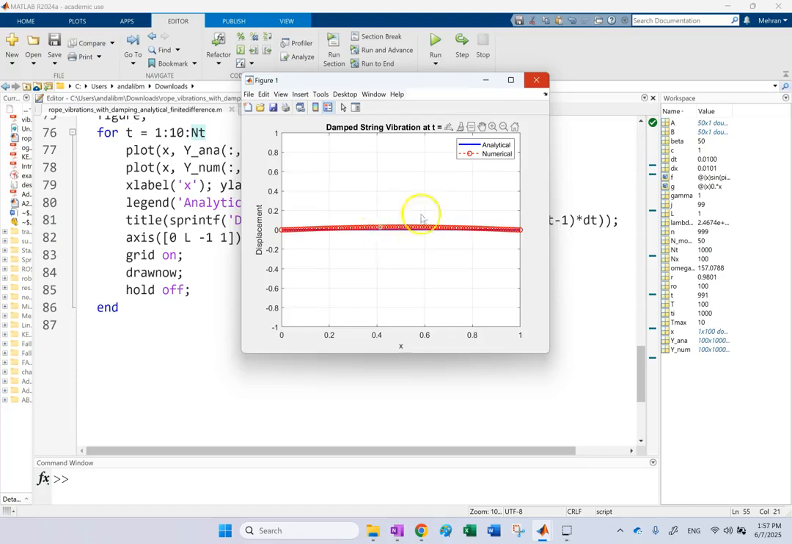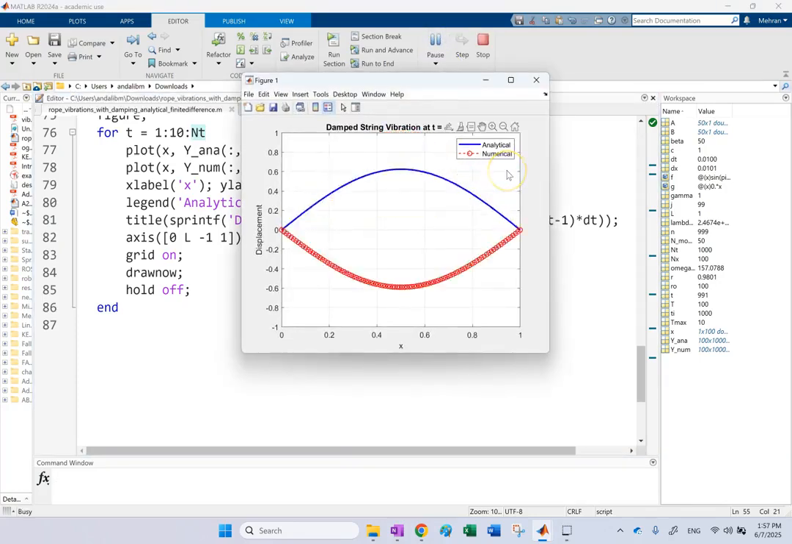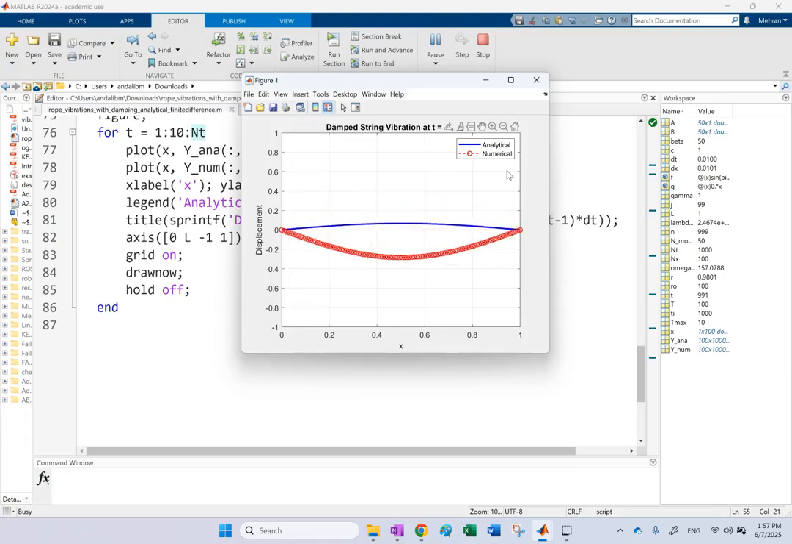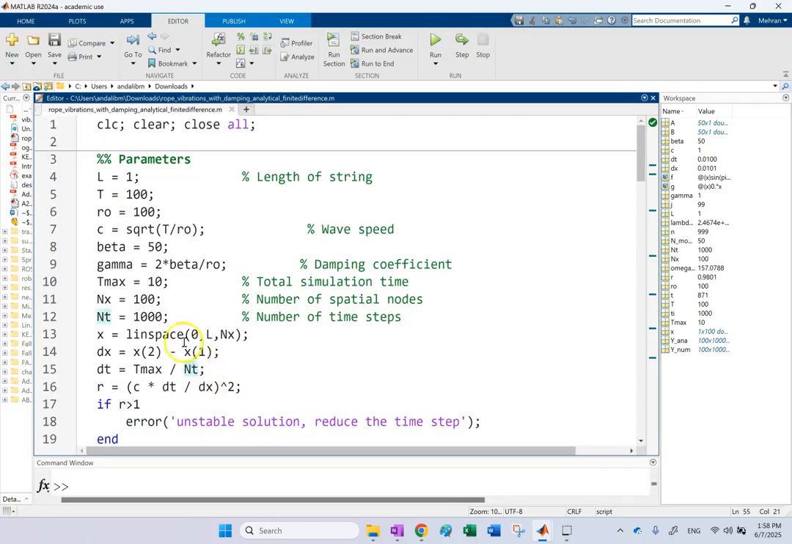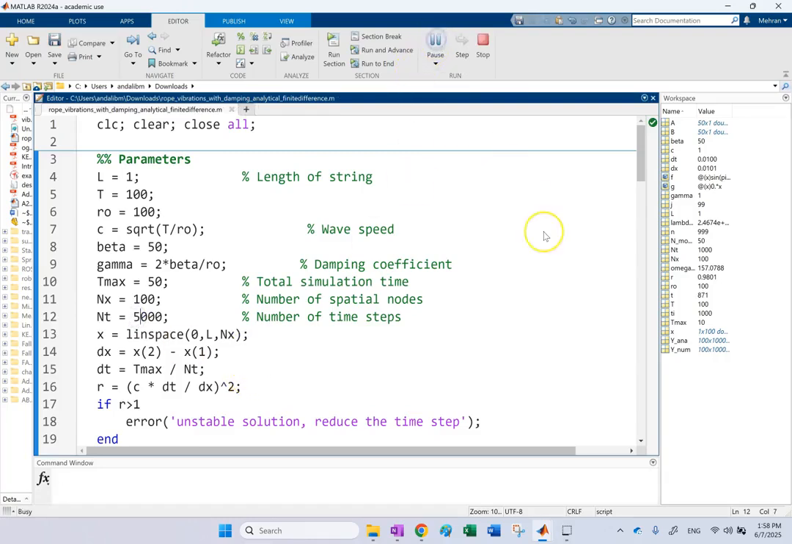Now here you saw that the amplitude of the vibration is going down. Over time it is slowing down and the vibration gets smaller and smaller, and the reason for that is damping. Now if you want to solve it for a longer time, so instead of 10 seconds you want to go, for instance, for 50 seconds, then since by changing Tmax I made my dt 5 times bigger, I need to bring it back by making this nt also 5 times bigger. So make this 5,000 steps.